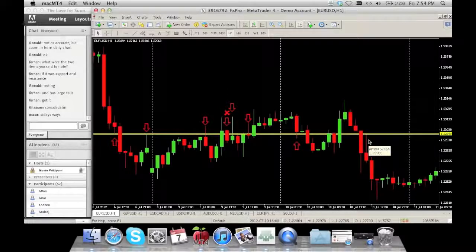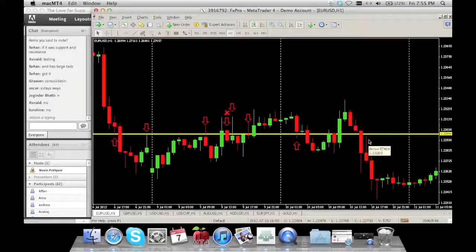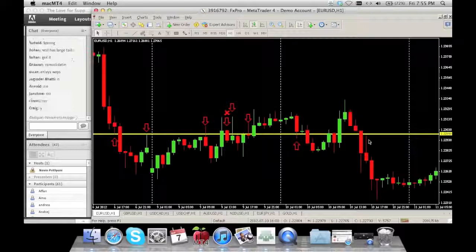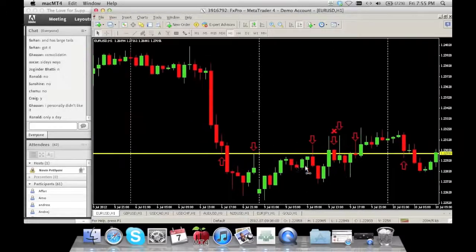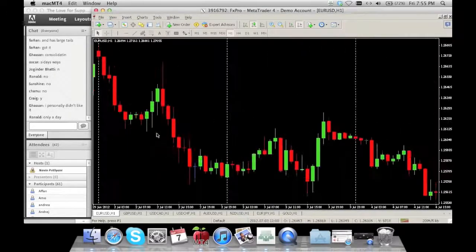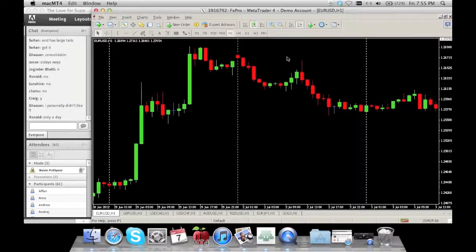Did this level actually hold? Okay, your supports are not looking very clear. Resistance, yes. Okay, Hassan says, I personally didn't like it. Okay, Ronald says, only a day. Okay, so let's go a little bit further back. See, okay, looks like the data further back doesn't come down. Okay, so moving back to where we were.